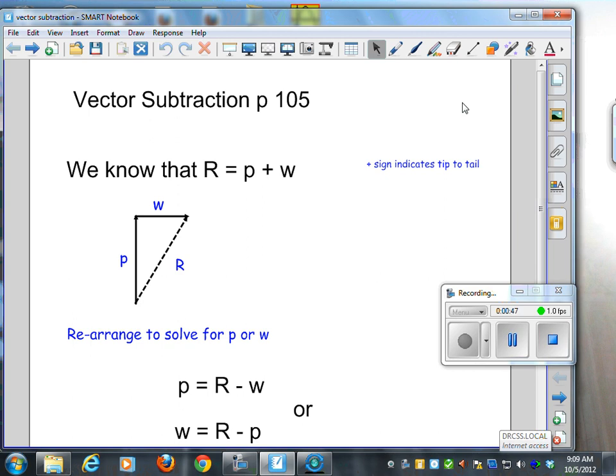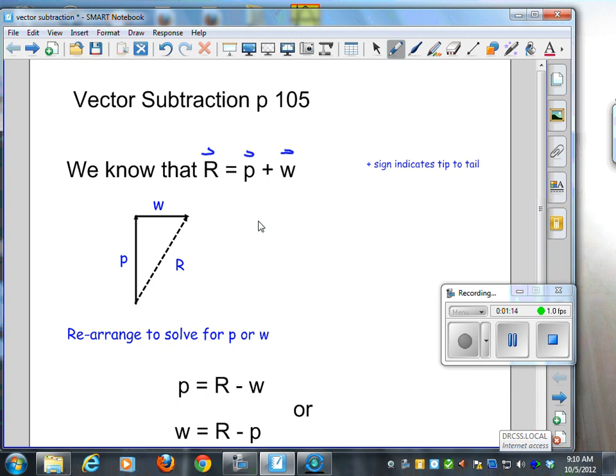All right, so I'm going to talk about vector subtraction. We know that the resultant is plane plus wind. So I'm going to use an example of a plane flying in the wind, right? So you've got the plane flying here. It's going north, and the wind is traveling to the east. There was only two left to guess.